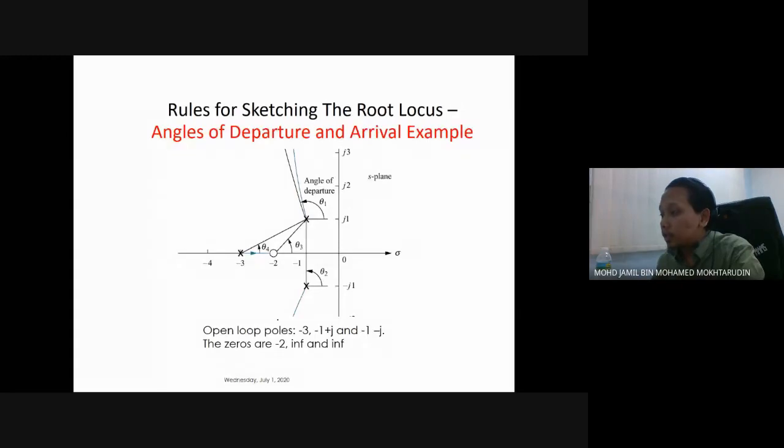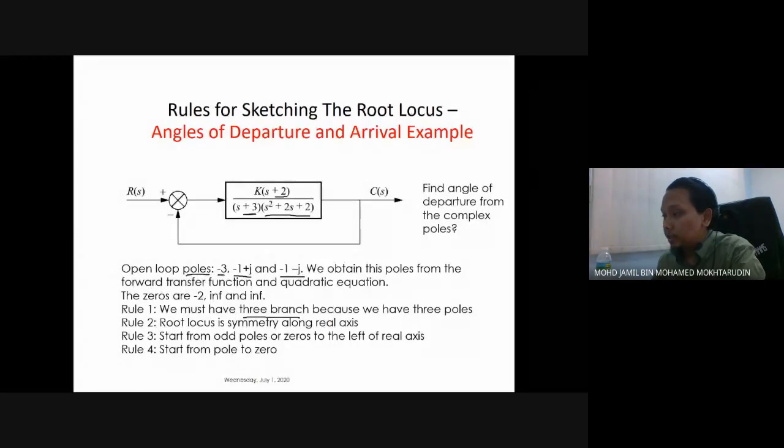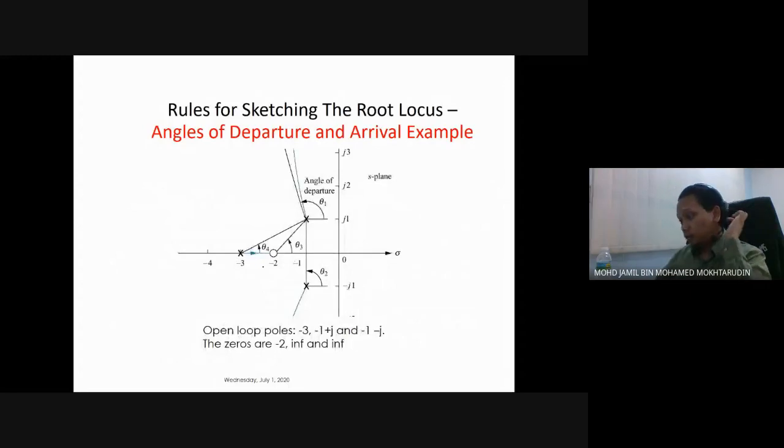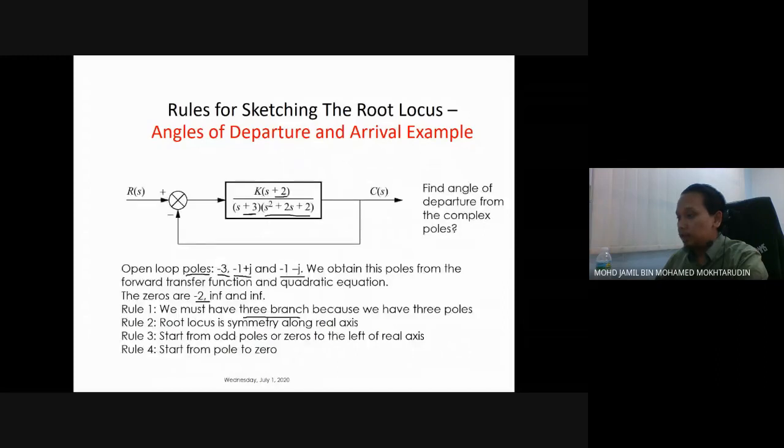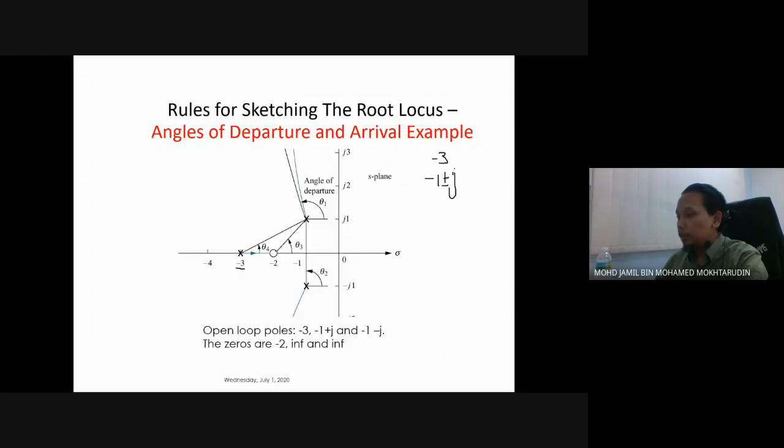So the first step is to sketch the poles and zeros on the S-plane. Here are your poles. The poles just now are -3 and -1 plus minus j. So -3, and -1 plus j and minus j. So you have 3 poles here. And the second thing you need to plot is the zero. The zero is at -2. So you use a circle for zero and X for poles.